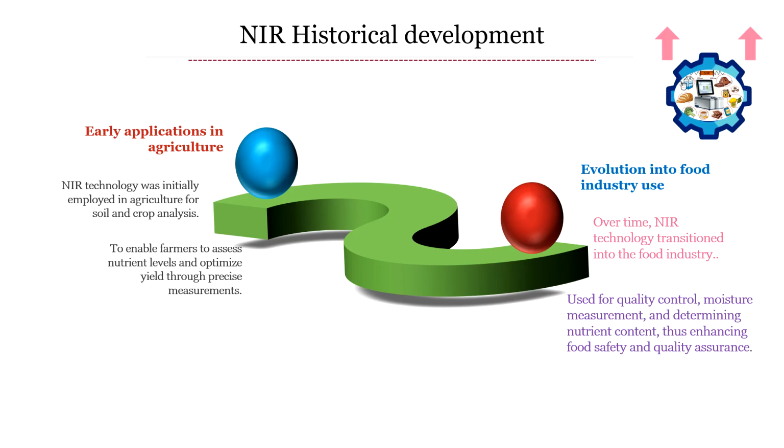Historical development. Looking at the early applications in agriculture, NIR technology was initially employed in agriculture for soil and crop analysis. This was mainly to enable farmers to assess nutrient levels and optimize yield through precise measurements. And later, we could see the evolution into food industry use. Over time, NIR technology transitioned into the food industry, mainly used for quality control, moisture measurement, and determination of nutrient content, thus enhancing food safety and quality.